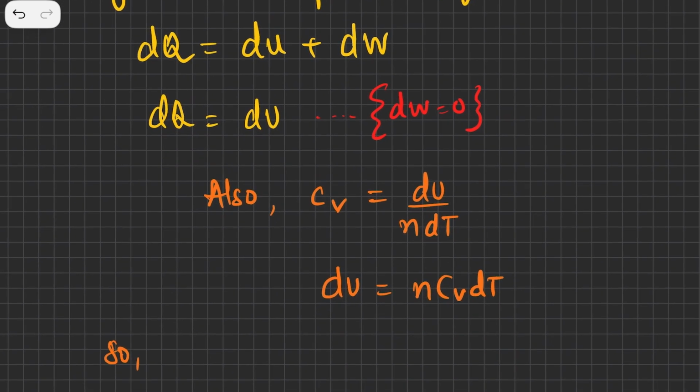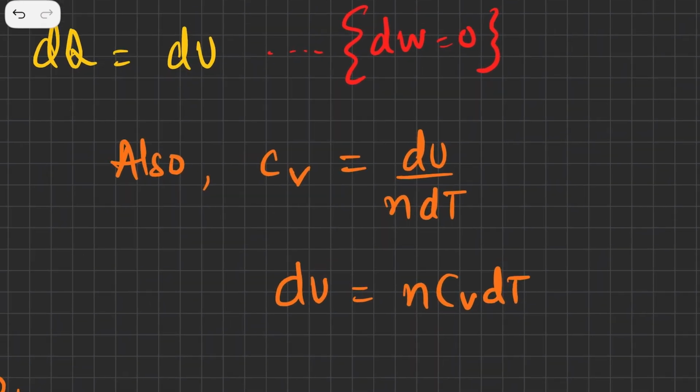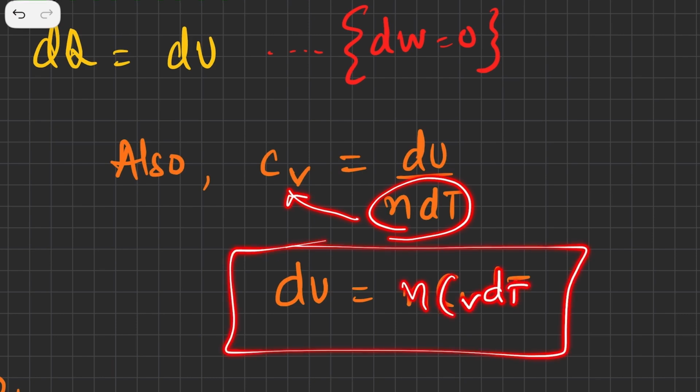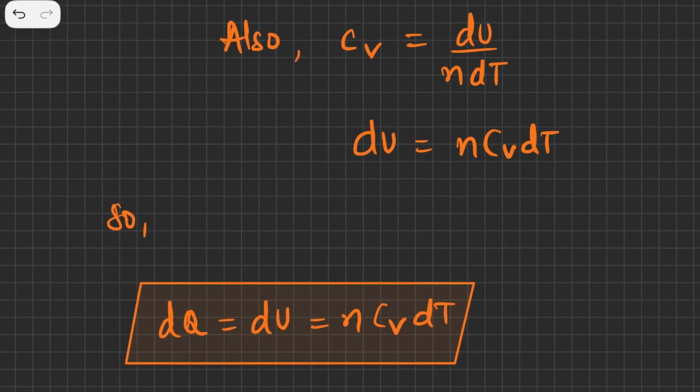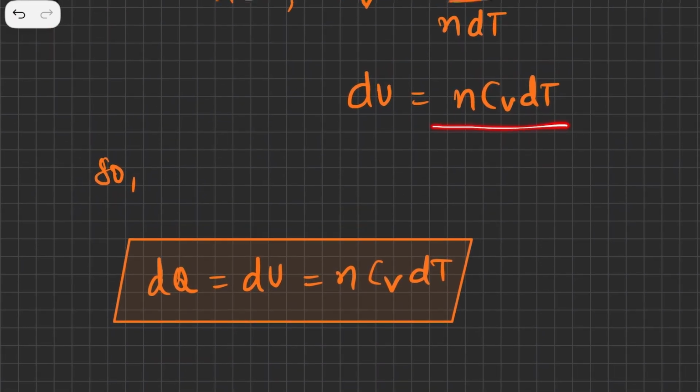Now also in a few of the other topics we have discussed Cv, that is the molar specific heat at constant volume. Molar specific heat at constant volume is equal to du upon n dT. So if I take this n and dT to the other side, du remains alone, so du is equal to n Cv dT. This is one of the equations which is useful in a lot of numericals. So what I got is du is n Cv dT, and that is also equal to the change in the amount of energy, dq, which is the change in internal energy.